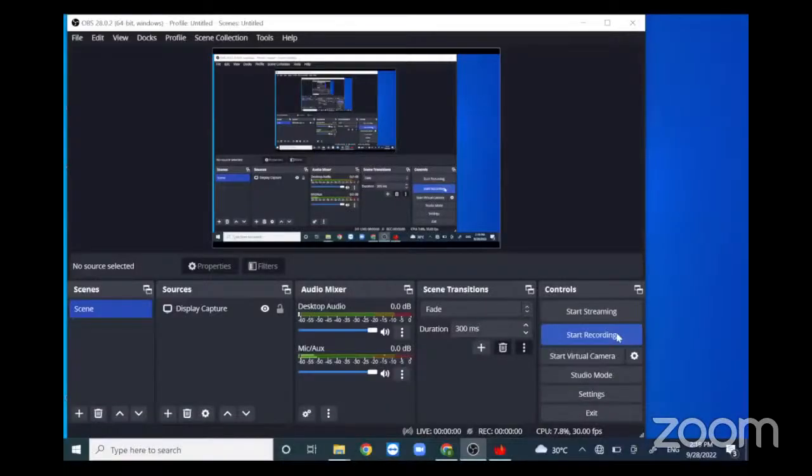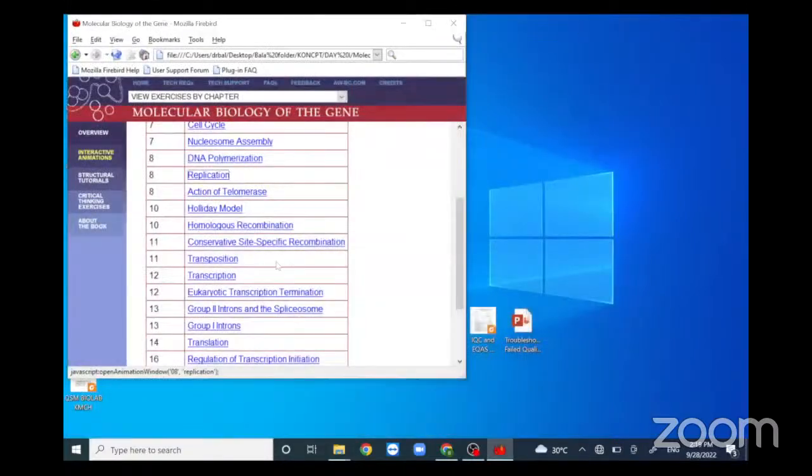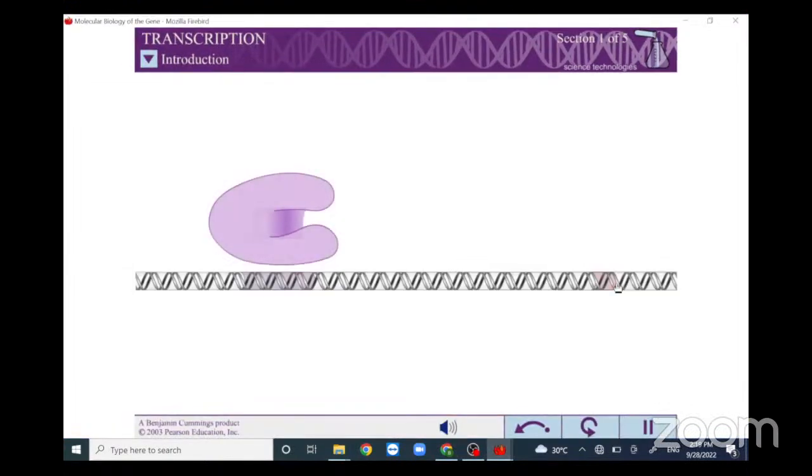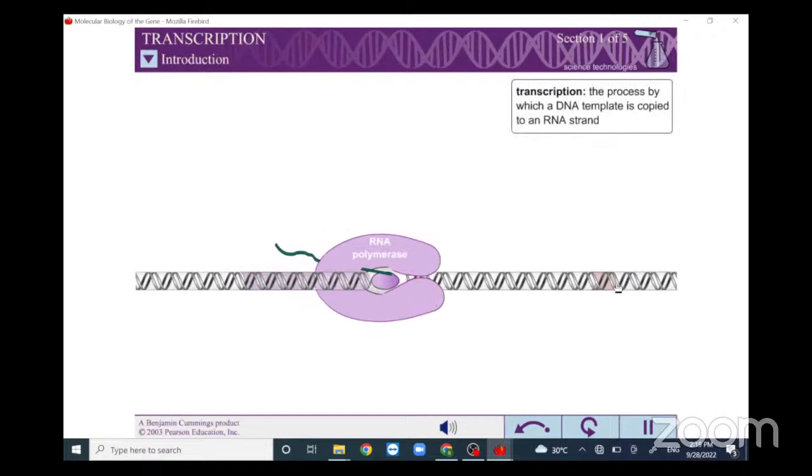So see here, I hope my screen is visible. Is my screen visible? Yes. So this is your transcription. Transcription is nothing but a process by which your DNA template is copied to another RNA strand. So first in replication, DNA is converted into another DNA molecule. Here, from a DNA strand, we are going to copy it and form an RNA strand.